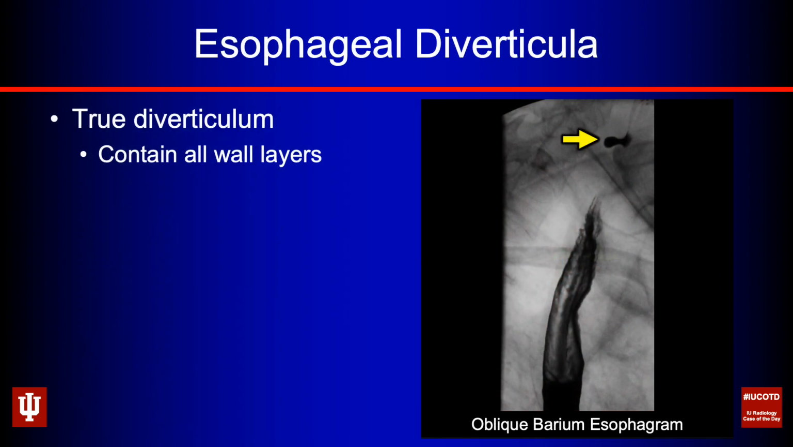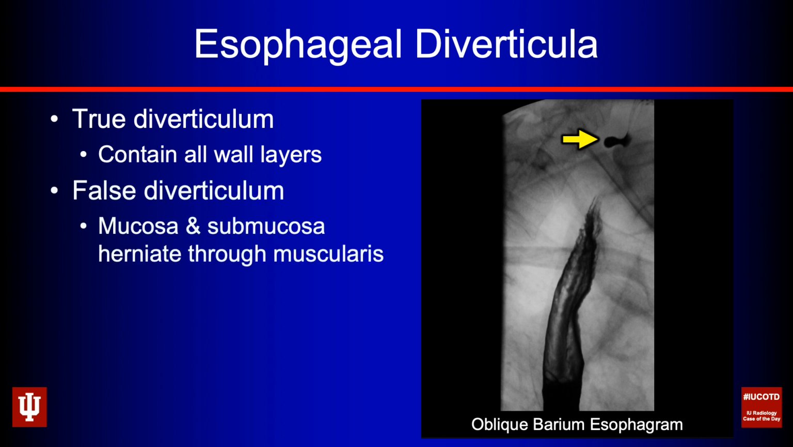I mentioned esophageal diverticula before. Now we're going to talk a little bit more in depth about them. You can have true diverticula, which contain all of the layers of the wall, or you can have false diverticula, or pseudo-diverticulum, which contains the mucosa and the submucosa that herniates through a defect in the muscularis layer. So a true diverticulum has all of those layers. The false diverticulum lacks the muscularis because the mucosa and submucosa herniate through it.